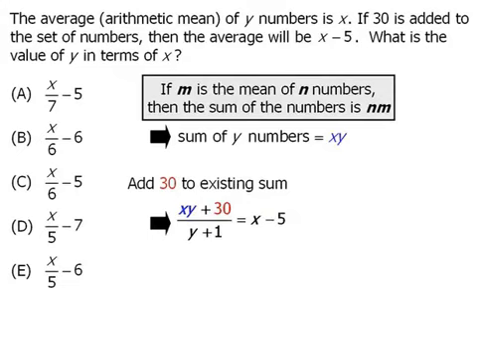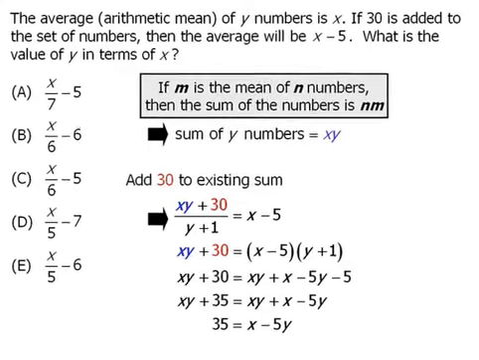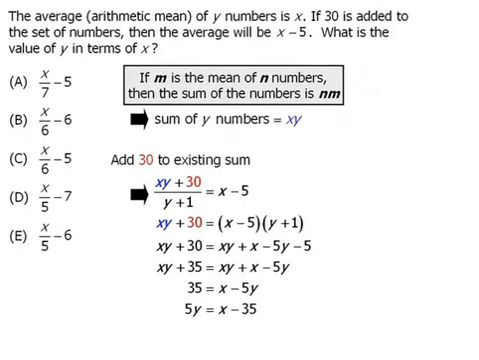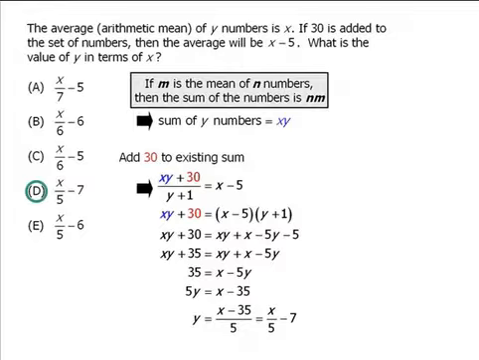We can now solve this equation for y. First, we'll multiply both sides by y plus 1. And now we can expand the right-hand side. And now let's add 5 to both sides of our equation. And now we can subtract xy from both sides of our equation. And now we can rearrange our equation to get the following. From here, we'll divide both sides by 5. And finally, we can simplify this to equal x over 5 minus 7. So our answer here is D.